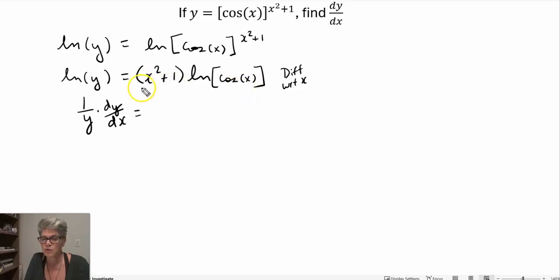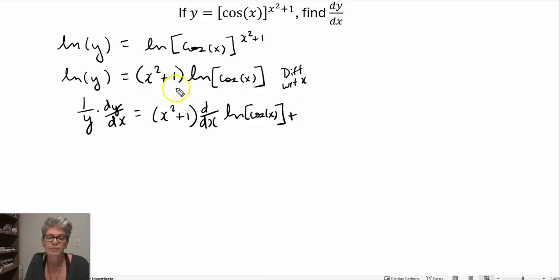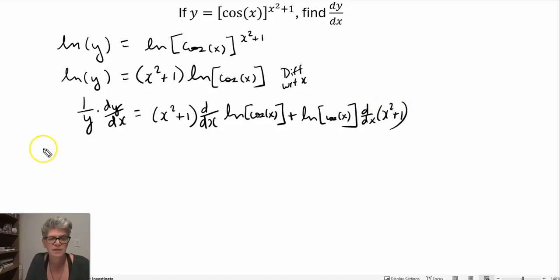rule. So it's going to be the first thing times the derivative with respect to x of the second part. This is just the product rule, plus the second thing times the derivative of the first part, and I'll just write it like that for now. Okay, so over here I'm going to have 1 over y times dy dx equals x squared plus 1.